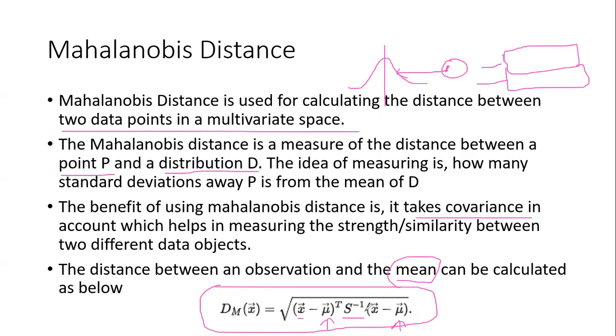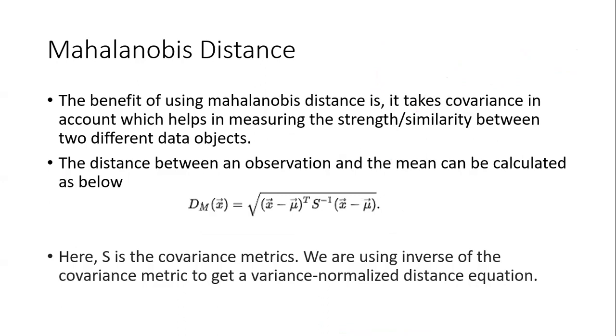It is measuring the covariance. Covariance kis cheez ki hogi? Does the probability density have covariance? No, no, no, this is the covariance matrix, I have written it here. Here S is the covariance matrix. We are using the inverse of it to get a variance normalized distance equation. So what is this equation telling me?